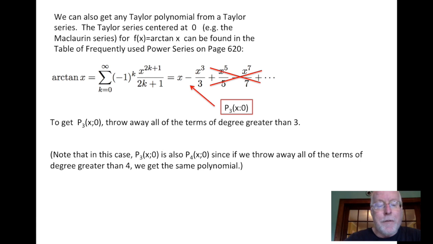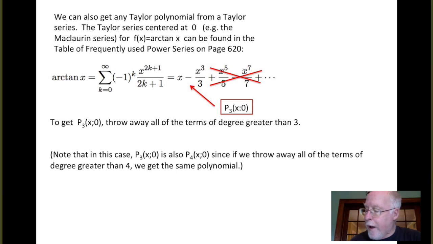Now, often you find one Taylor polynomial might equal another. In this case, P3 and P4 are the same, because if I were to ask for P sub 4, then I would throw away all the terms of degree greater than 4. It would be the same terms, and we'd be left with just x minus x cubed over 3. The fact that there is no x to the fourth term means that P3 and P4 are the same. So it often happens that two consecutive Taylor polynomials are identical because of a 0 coefficient in the Taylor expansion.